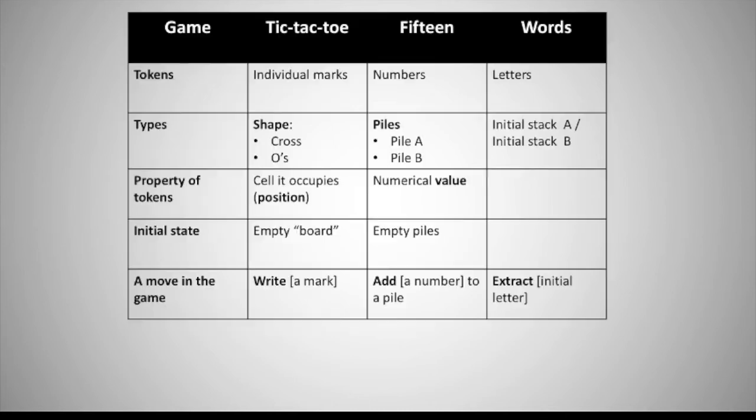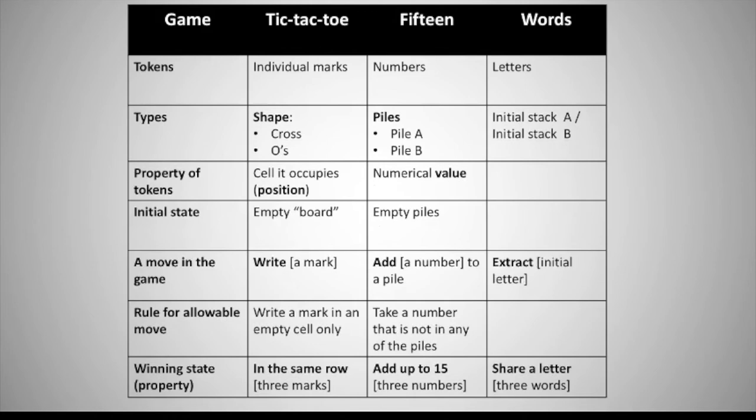Okay, cheers. The initial state in tic-tac-toe is the empty board. In 15 is the empty piles. The same with words. What constitutes a move in the game? Well, in tic-tac-toe is to write a mark. In 15, it is adding a number to the pile, and in words, it is extracting the initial letter.